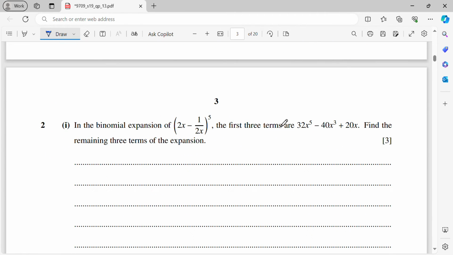Now, next, question number 2, first part. In the binomial expansion of (2x minus 1 over 2x) to the degree 5, the first 3 terms are given. Find the remaining 3 terms of the expansion.